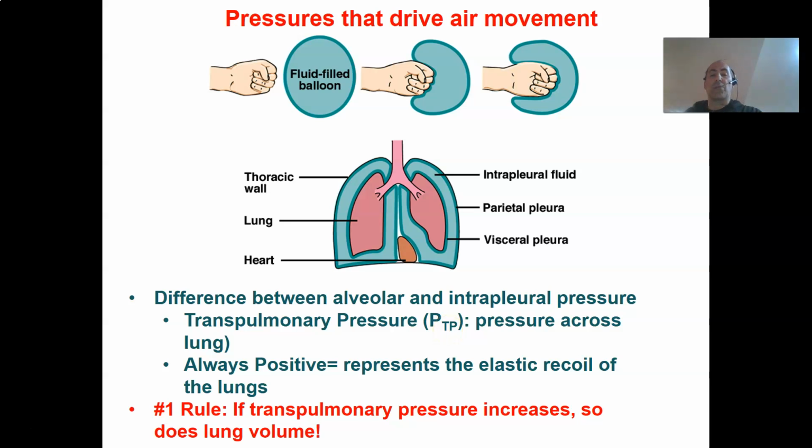And remember, the intrapleural pressure is always negative. So intrapleural pressure is negative. It becomes more negative when you take in a breath. Transpulmonary pressure is positive. It becomes more positive when you take in a breath. And alveolar pressure, when you're not taking a breath, is 0. And in order to take in a breath, becomes negative.